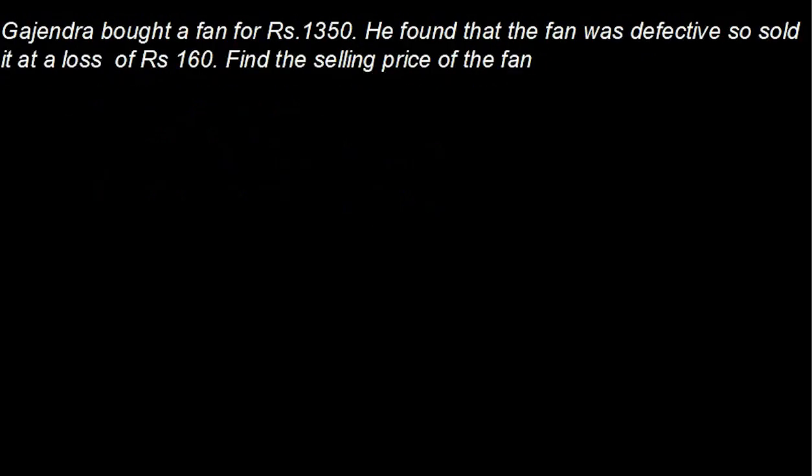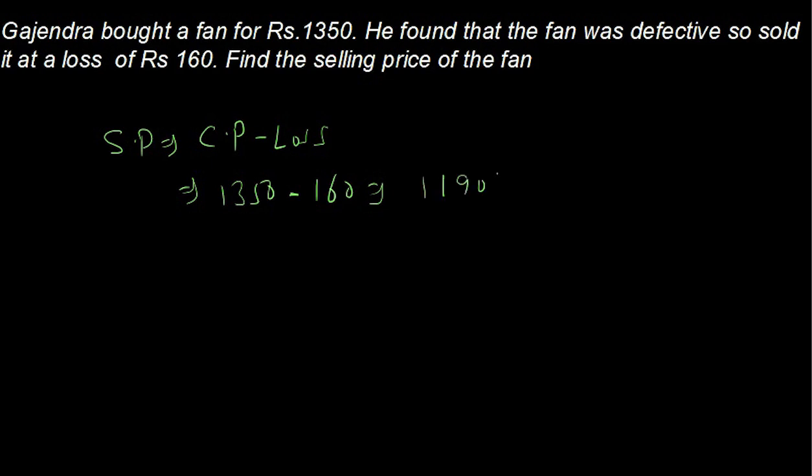Gajinder bought a fan for rupees 1350. He found that the fan was defective, so he sold it at a loss of rupees 160. So find out the selling price of the fan. Again the same thing is there. Selling price is going to be cost price minus loss. Cost price is 1350, loss is 160. So let's subtract it. 1350 minus 160 is going to be what? 1190 rupees. So that is going to be your selling price after getting a loss of 160 rupees.